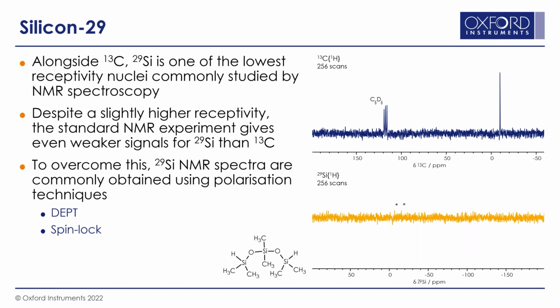In the same way as we've already looked at for carbon-13, the use of more advanced NMR experiments, particularly those based around the excitation of protons and polarization transfer, are commonly used for the collection of silicon-29 NMR spectra.